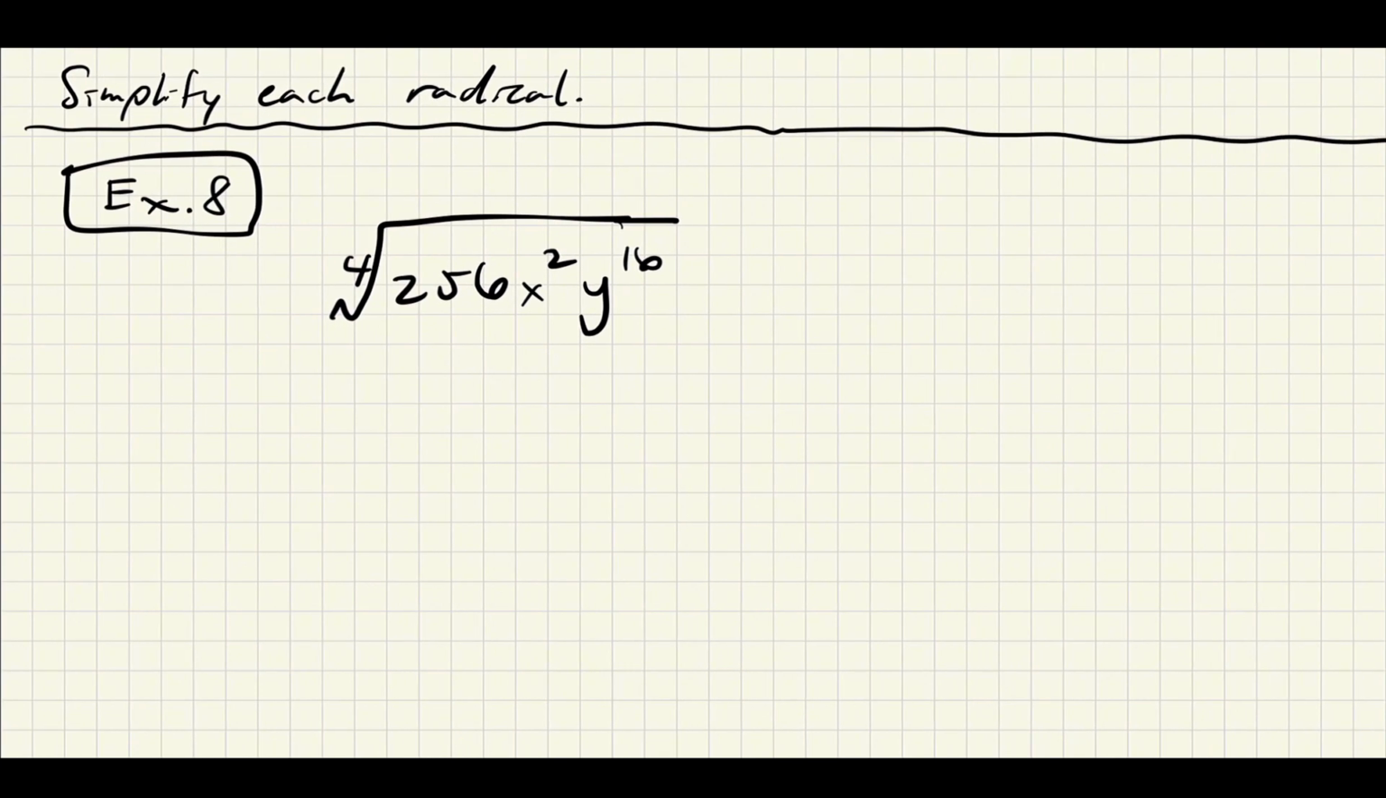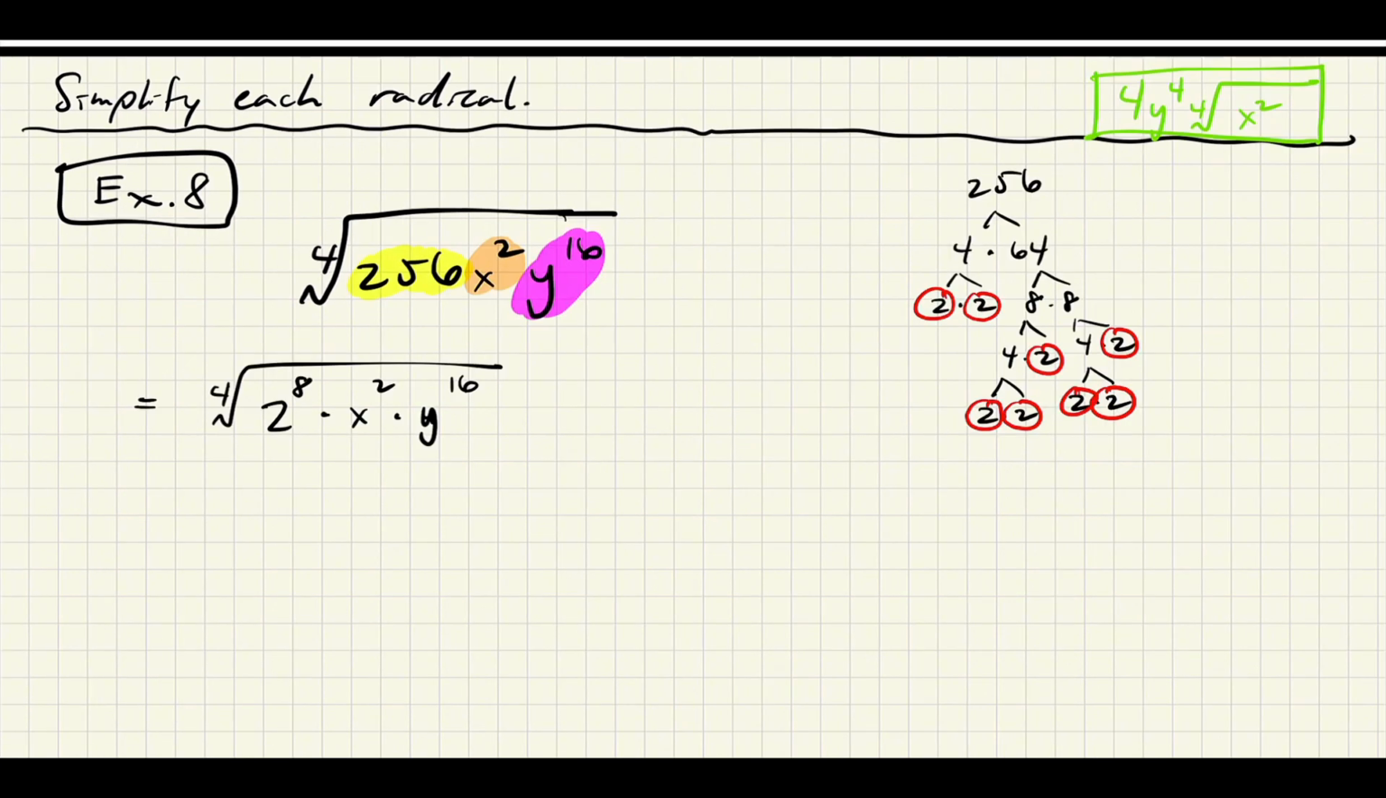Okay, so here's simplify. That guy. Okay, so this is the fourth root. All that's going to change is we're just looking for 4 of a kind. That's it. Everything else stays the same. So 256, when I break down 256, I get a lot of 2s. I get 8 of them. So instead of writing 2 times 2 times 2 8 times, I just wrote 2 to the 8th. X squared, y to the 16th.